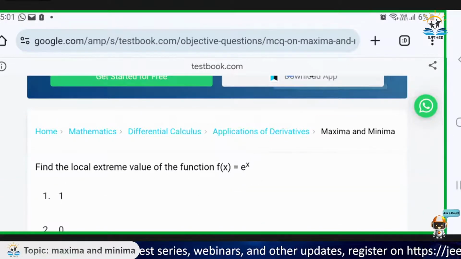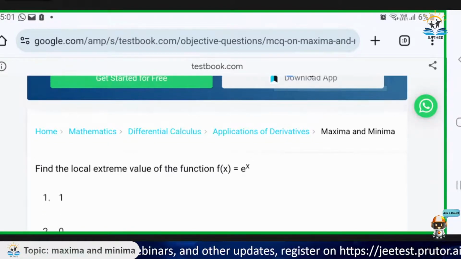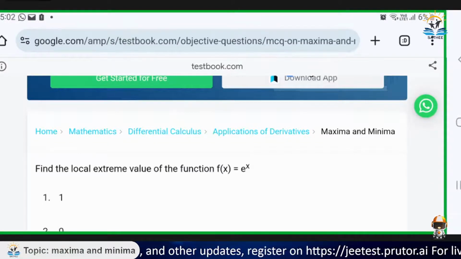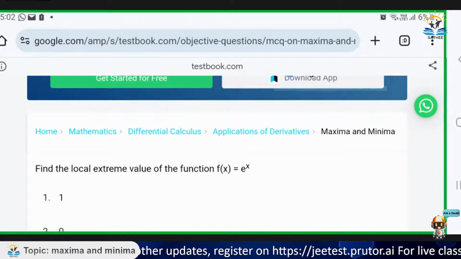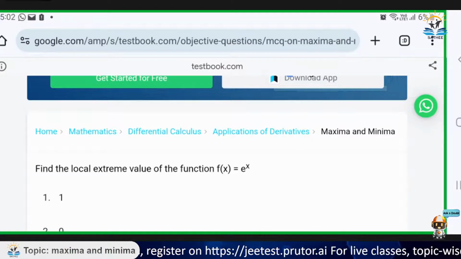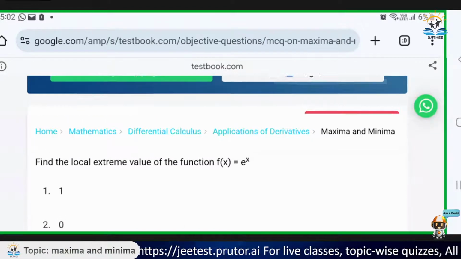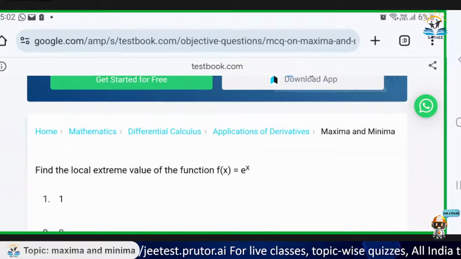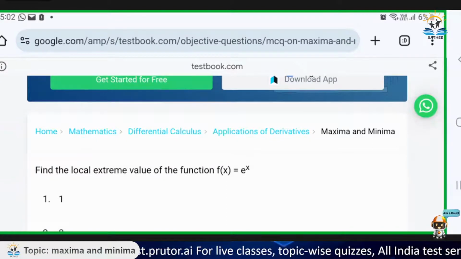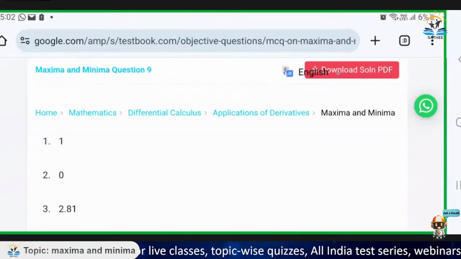Basically, this can also be seen by the first order derivative test or second order derivative test. Let us differentiate this function as f dash x. So for e to the power x, f dash x comes as e to the power x, and e to the power x attains 0 at no value of x. So we can say this function does not have any local maxima or local minima.